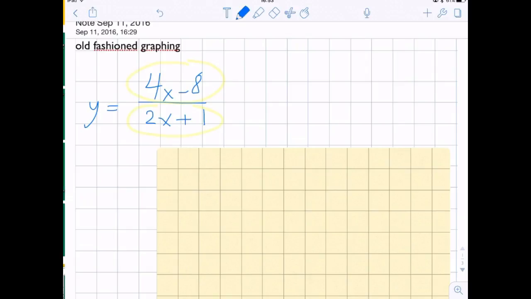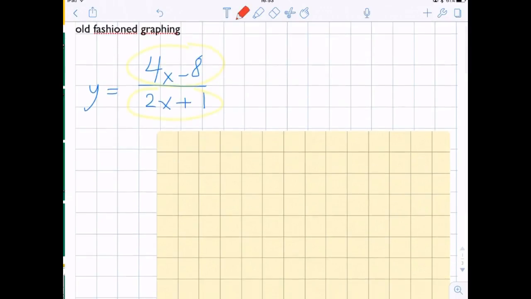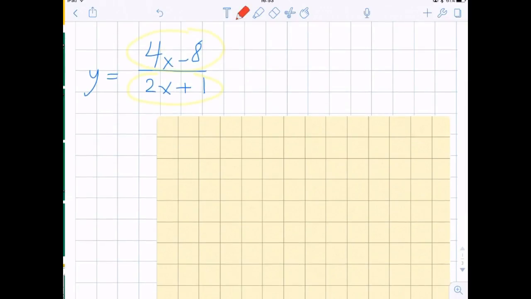So I'm going to show you how we're going to graph this function the old-fashioned way, and it's going to take a while. That's why I call this a slow motion video. The old-fashioned way is to draw a table. The table is going to have x on the left, y on the right.